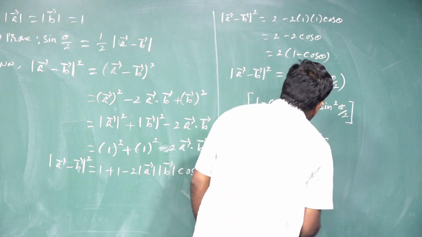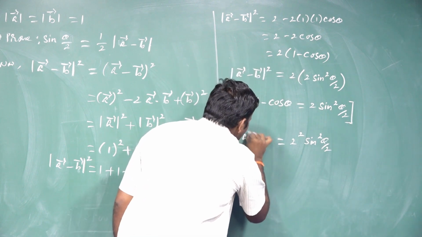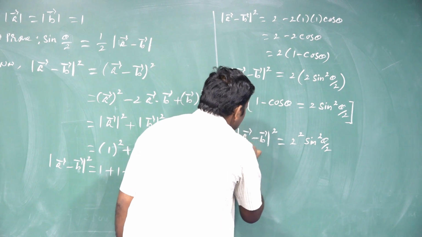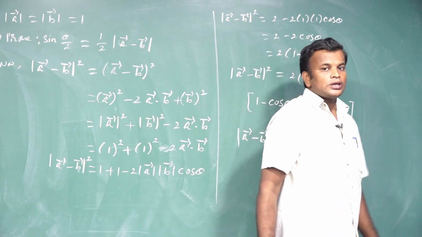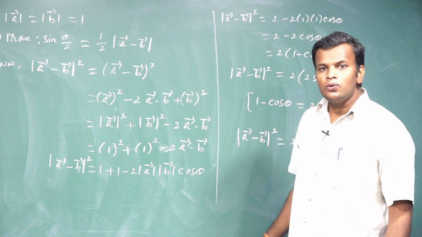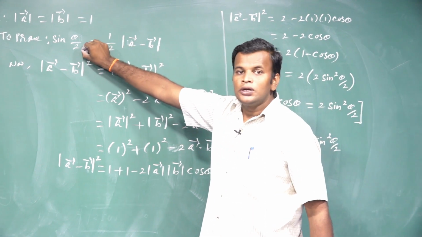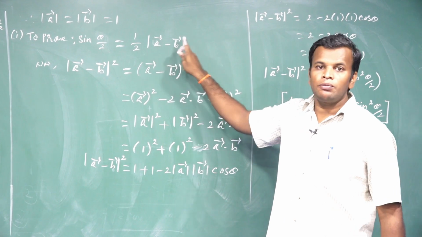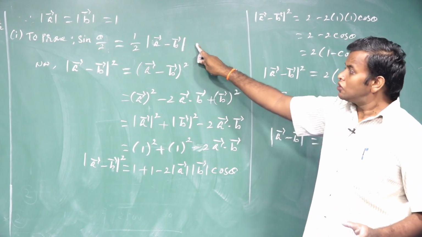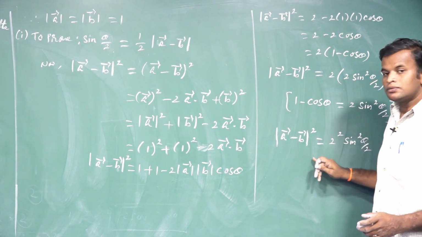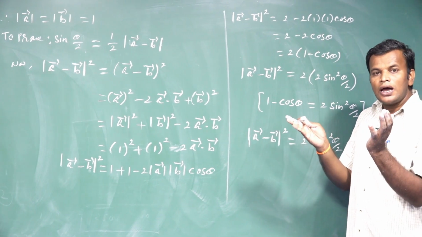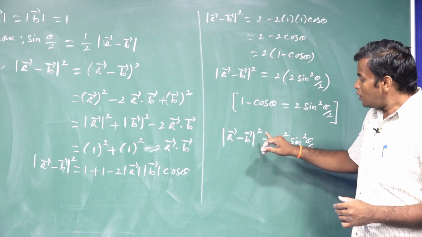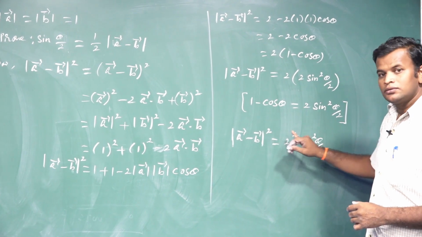Sin square theta by 2. What is LHS? Modulus A vector minus B vector the whole square. What is our proof? To prove, you see the proof. Sin theta by 2 is equal to half of modulus A vector minus B vector. So you have any idea? We come close to the answer. We do one work. You see all are involving square.